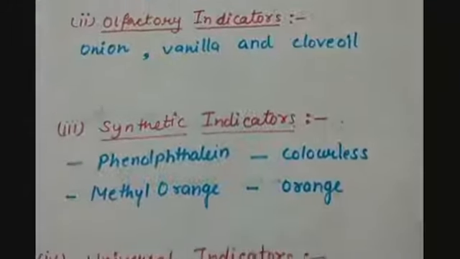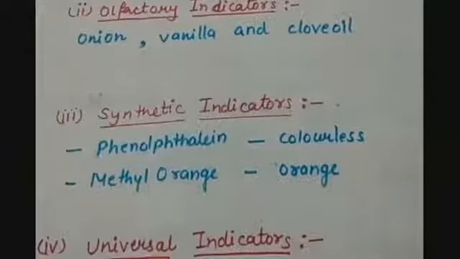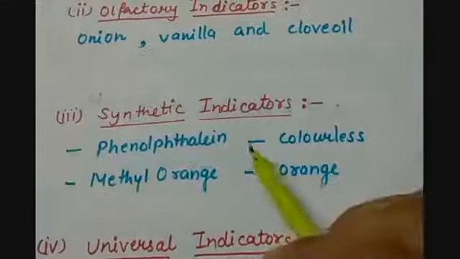Then we come to synthetic indicators. Synthetic indicators are the substances which are prepared in the laboratories to identify the nature of the medium. Some of them are phenolphthalein and methyl orange. We also have methyl blue and some other types of synthetic indicators. So let us talk about these two now.